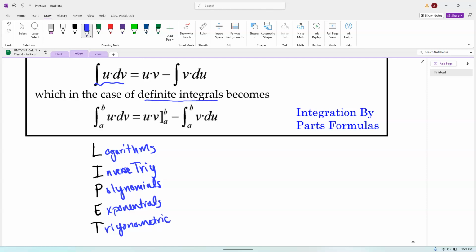Okay, and with this acronym, what we do is we select u going from the top on down. So we first let u be a log if there's a log present. If there isn't a log, then we try inverse trig, and then we try polynomials, etc. And then we would select dv going bottom up. So try, if there's trigonometrics, let dv be that, otherwise exponentials, and then polynomials, etc. Okay, and so we're going to remember the integration by parts formula and also this acronym of LIPET as we move into examples in the next video.